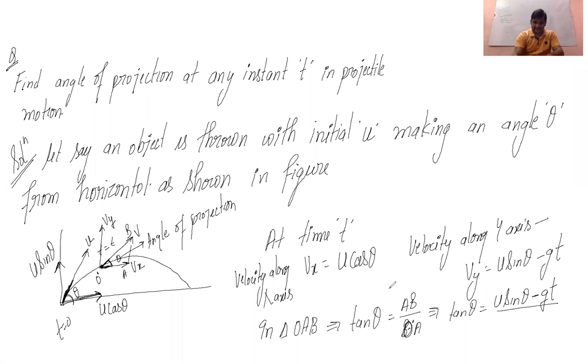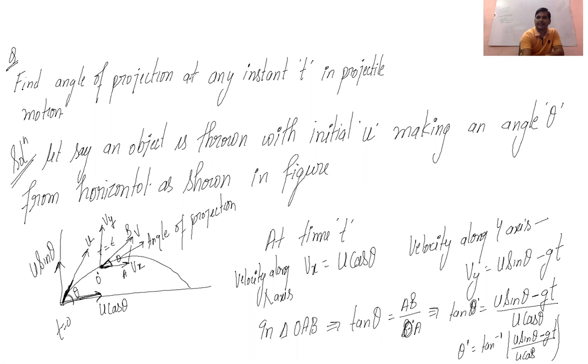Along this, there will be the horizontal velocity. This is your u cos theta. So you have to just discriminate here this theta dash. So this theta dash will be your tan inverse of Vy and Vx. This is your u sin theta minus gt, and this is your u cos theta. Okay, this is the case. u cos theta will be there.